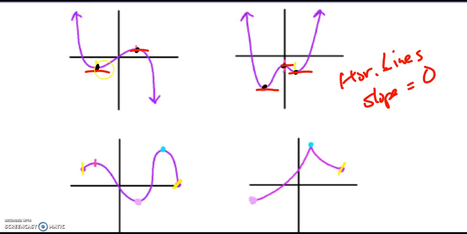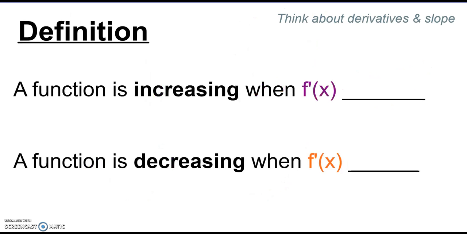So, for example, if you take this first graph over here on the left, it is actually decreasing until it gets to this critical point. And then it's increasing until it gets to that critical point, and then it's decreasing. So those are definitely some critical points that we need to figure out to help us with our increasing and decreasing intervals.